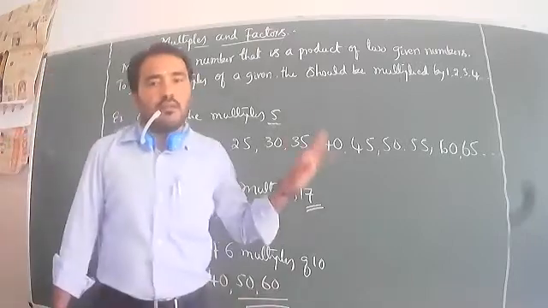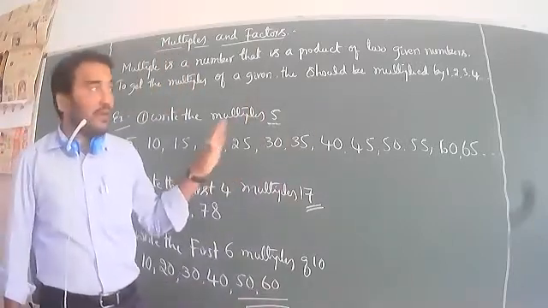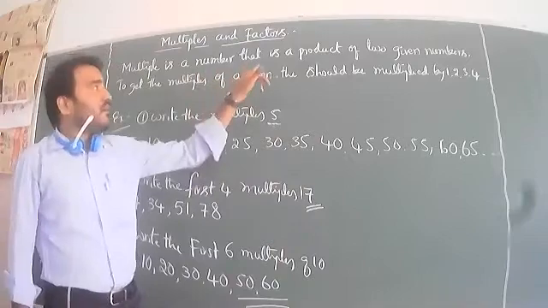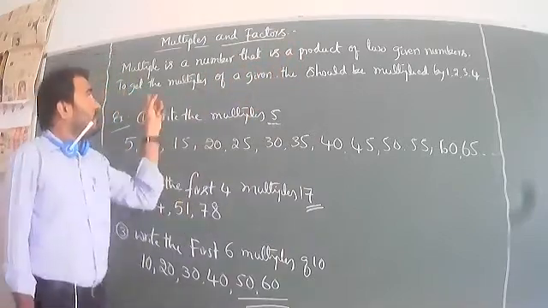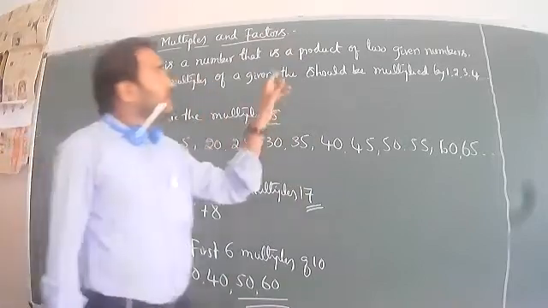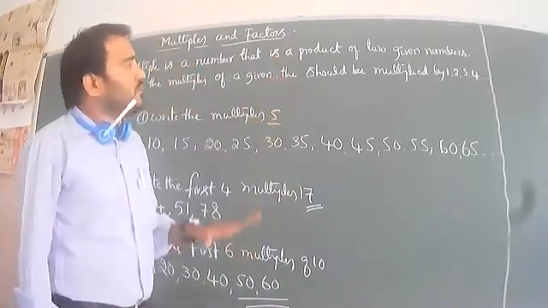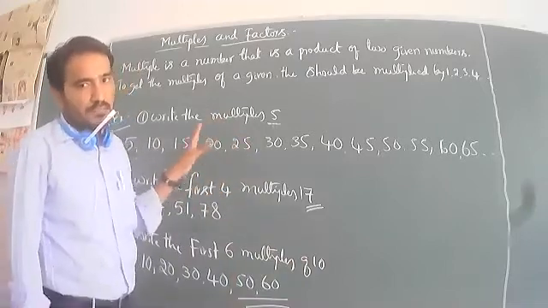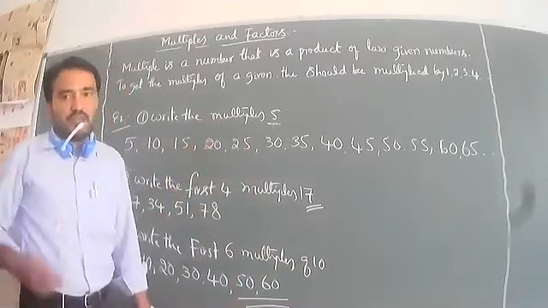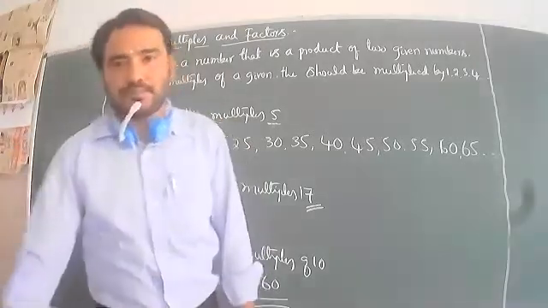So this is the multiples concept. I hope all of you understand. A multiple is a number that is a product of two given numbers. To get the multiples of a given number, it should be multiplied by 1, 2, 3, 4, 5, and we get multiples. Next I will go for the factors.